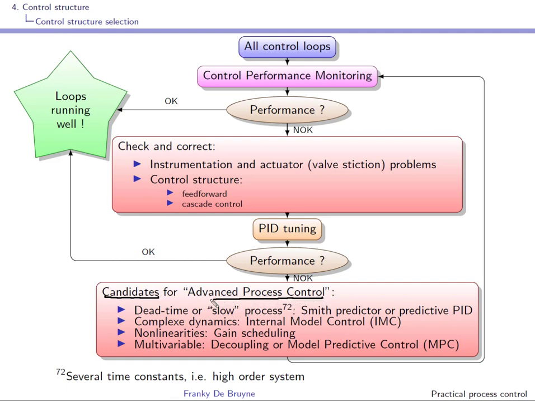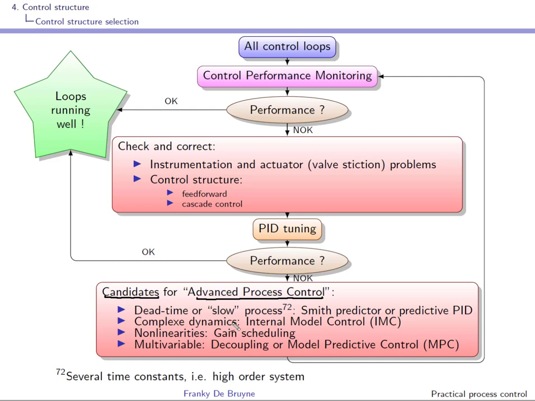So for instance, it could be that you have a process with a lot of dead time, a dead time that is much higher than the main time constant, or that you have a, between quotes, slow process, several time constants in series. If you have this large dead time, you can use a Smith predictor. And if you have this slow process, then you can use a predictive PID controller.